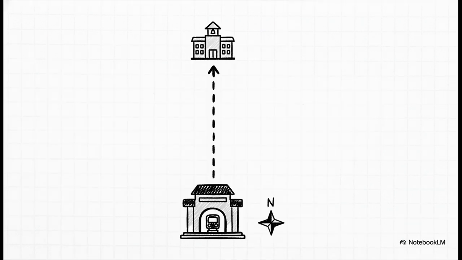Think about it. If I just say, the school is 2 kilometers away, that's not super helpful, is it? 2 kilometers from where? But if I say, the school is 2 kilometers north of the railway station, bam! Suddenly, it's crystal clear. The railway station is our reference point. Now we know the distance and the direction. We've pinpointed its position perfectly.